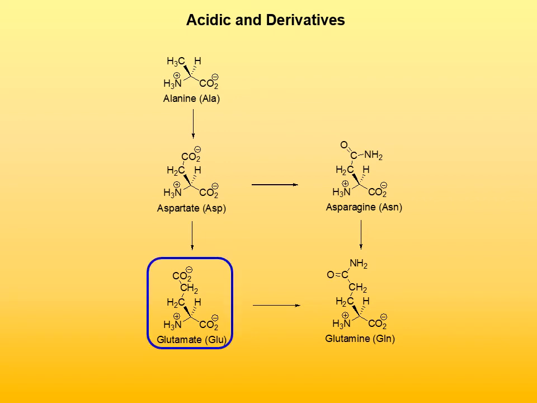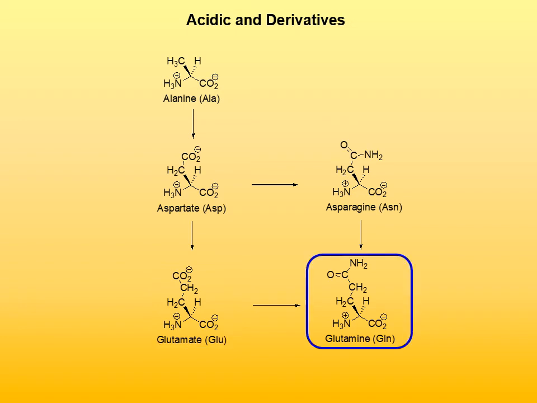And then, if we go back to aspartate, if we insert one CH2 group into a side chain, then we end up with glutamate. And of course, conversion of the carboxylate group of glutamate into an amide group gives glutamine. Glutamine is again one of the polar amino acids. Asparagine and glutamine are polar amino acids, and as you can see, they're derivatives of acidic amino acids.